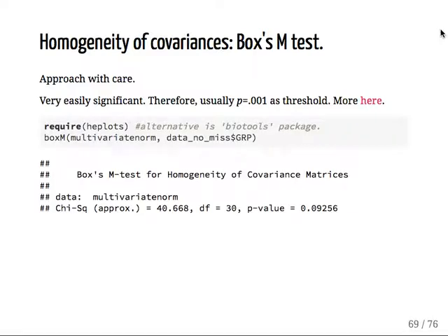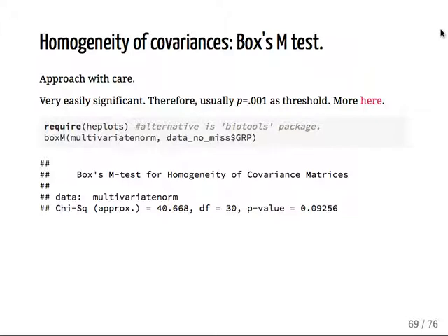How do you do this type of Box's M test? We call a package. There's biotools also which will do it, but we call heplots, and then we call boxM on the data set. This is the data set only with the dependent variables in it, and we say which variable is the factor influencing. In this case, you could see it's not significant. That's actually good news, because you should remember this test will be very easily significant. So we shouldn't be too worried about homogeneity of covariances in our case.